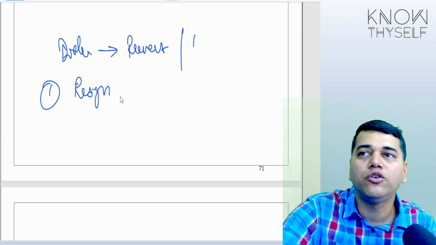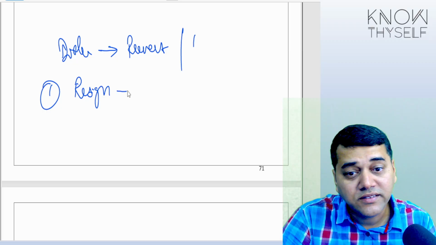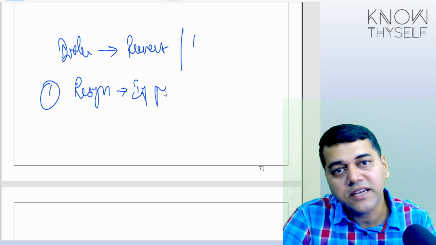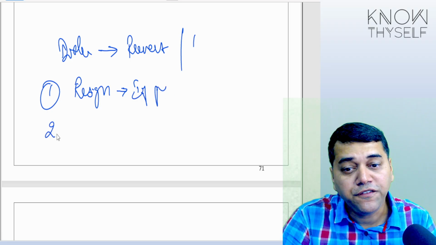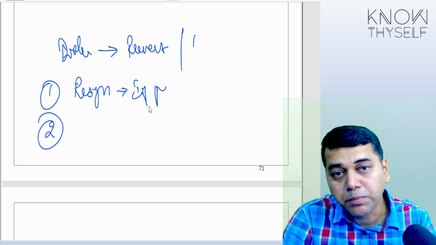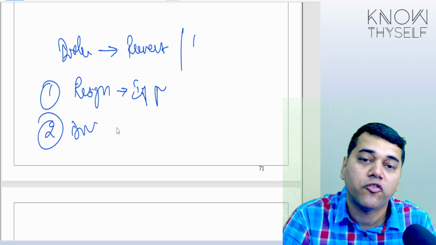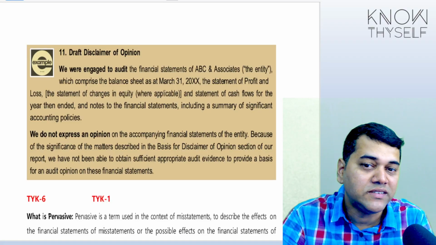to tell that I don't know anything. Resign if permitted. Okay, we'll see when we are not permitted. If you cannot resign, if you are not permitted to resign, then you give a disclaimer of opinion at the end. So what is it that you should start with?